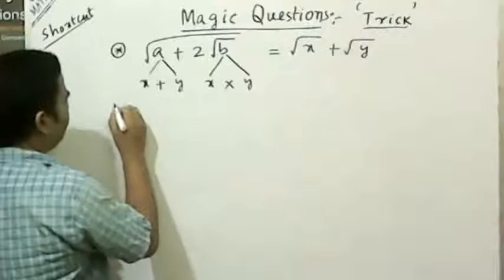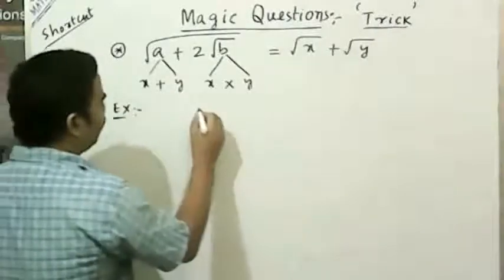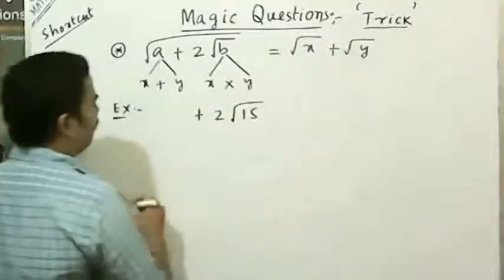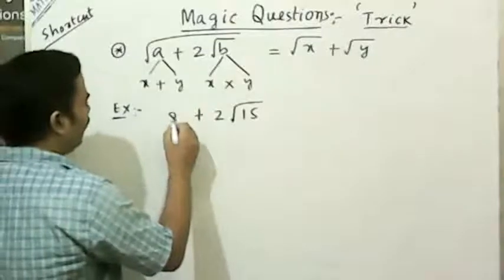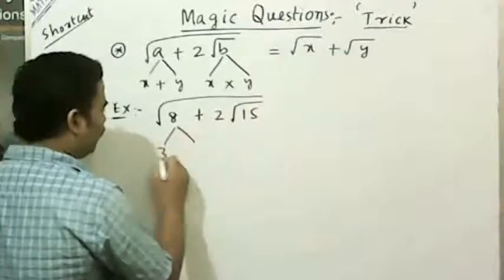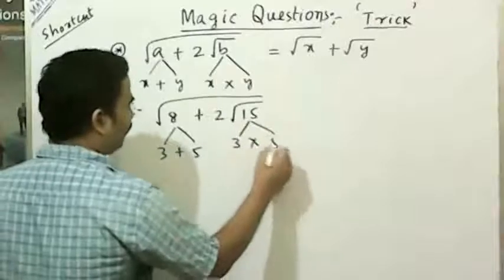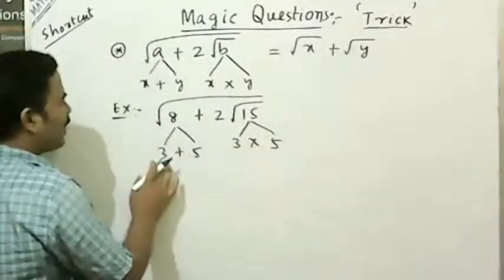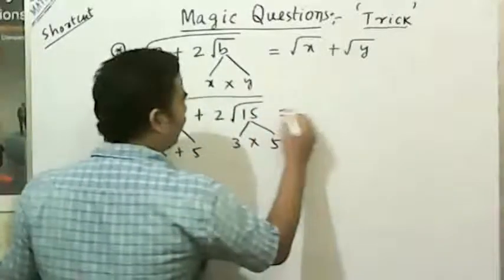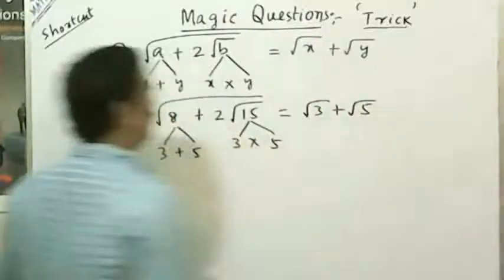Very interesting concept. Take one example. Think about the question: here a is 8, here b is 15. The root of it means what? Suppose this is 3 plus 5, and this is 3 into 5. So here 3 is x and 5 is y. Simple, the funda comes: root 3 plus root 5.